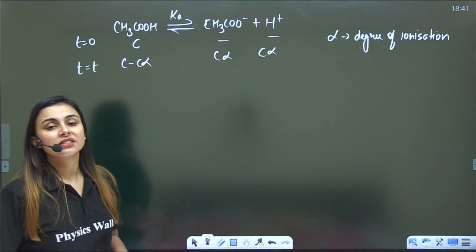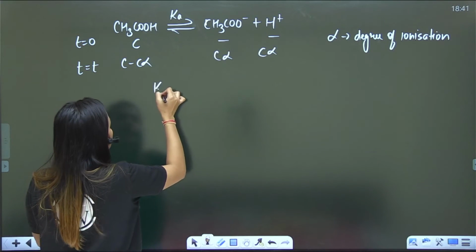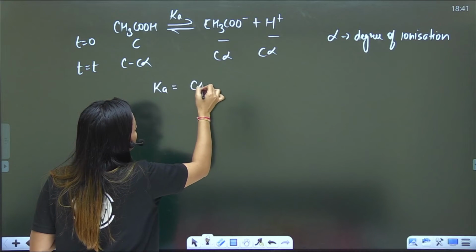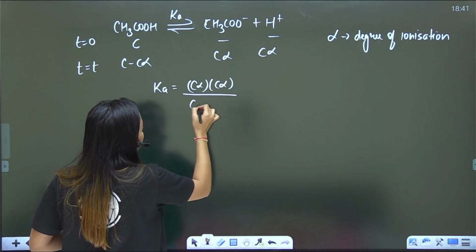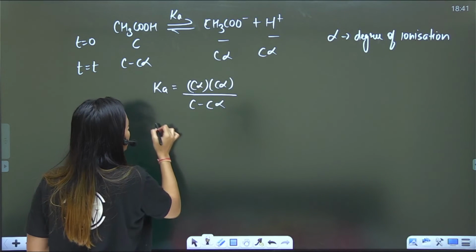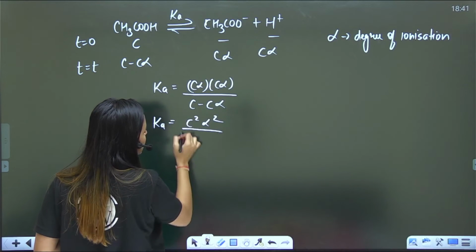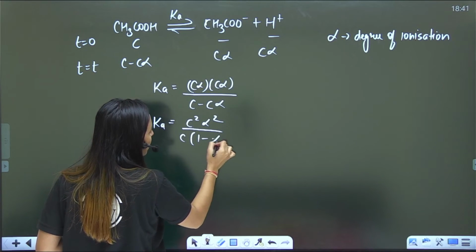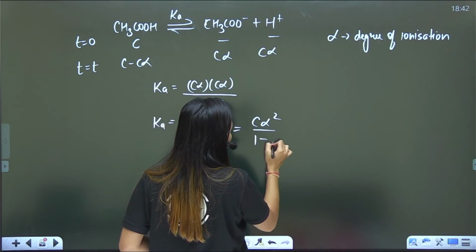Since Ka is the dissociation constant, it is also the equilibrium constant. You can say that Ka is equal to the concentration of products divided by the concentration of reactant, C minus C alpha. So Ka will be equal to C square alpha square upon, let's take C common, 1 minus alpha. C we can cancel, so this will be C alpha square upon 1 minus alpha.